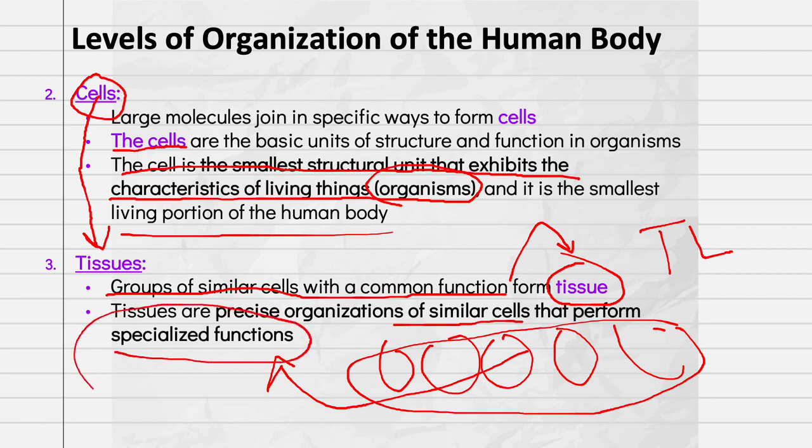Tissues are precise organizations of similar cells that perform a specialized function. Let us say we have smooth muscle. A muscle is a tissue, whereas smooth muscle is a kind of muscular tissue where all the cells are the same and have joined together to perform a similar function, and this structure is known as tissue. We gave the example of smooth muscle.